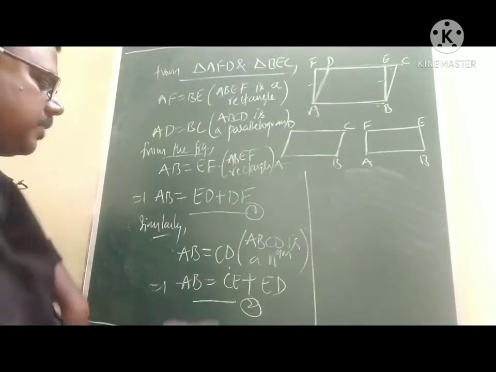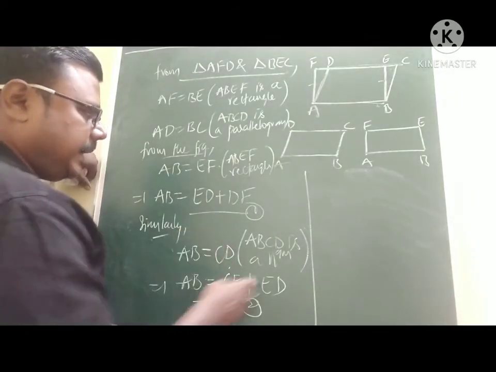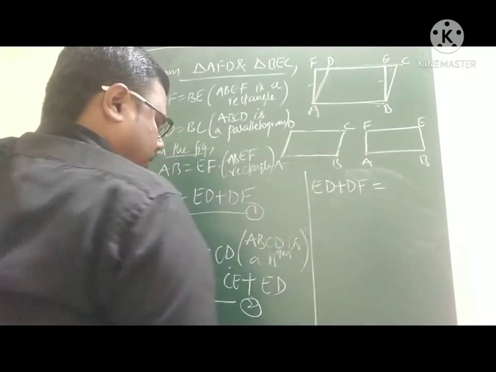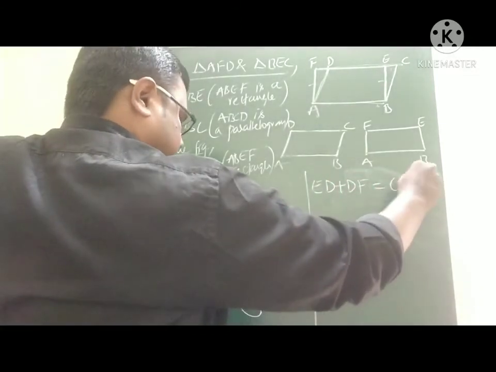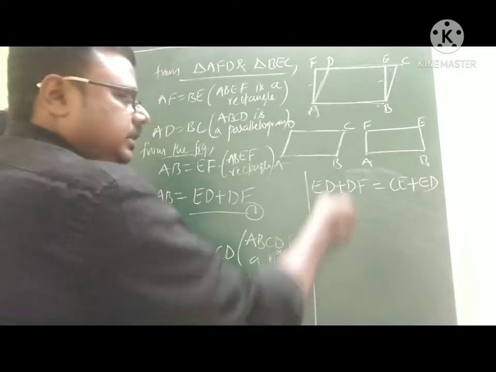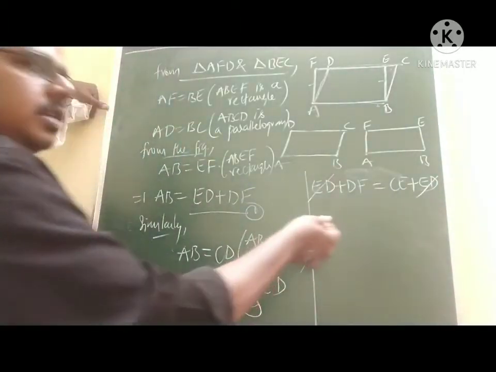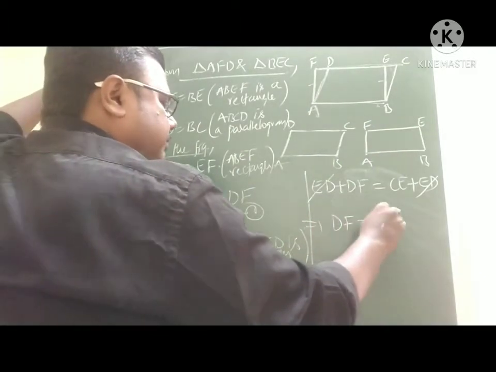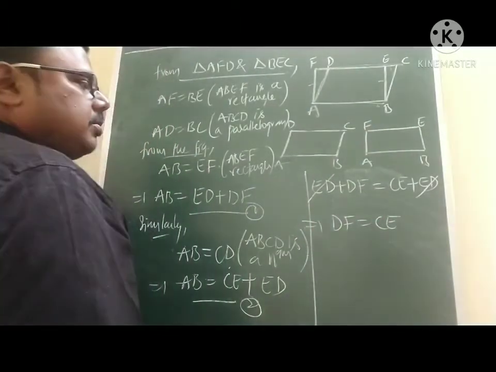Now as per 1 and 2, if I equate the right hand sides, I will be getting ED plus DF is equal to CE plus ED. Now ED will get cancelled when I transpose one of the ED to the other side. So I will be getting DF is equal to CE.